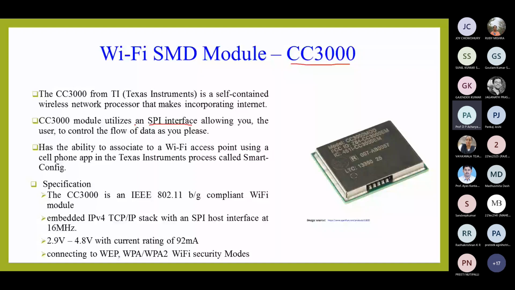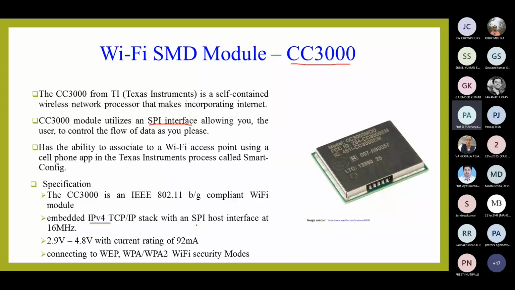SPI, I can say, has a chip select, MISO, MOSI, and a clock. So these are the four lines, just to recollect. This has the ability to associate with a Wi-Fi access point using a cell phone application, in the TI process called Smart Config. It operates as an 802.11 BG compliant Wi-Fi module, with an IPv4 TCP/IP stack and SPI host interface at 16 megahertz.